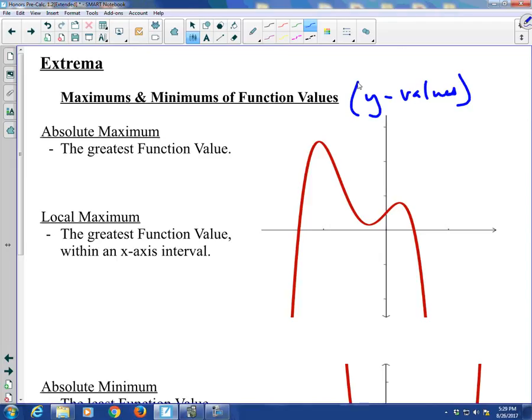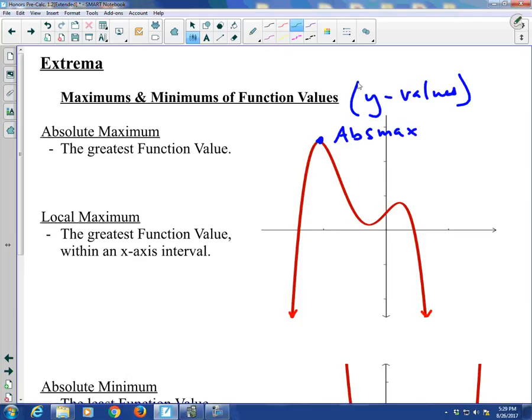When we talk about an absolute max, we're talking about the greatest y value or function value that a function attains. If we look at our graph to the right here and assume that our function is going down to negative infinity on both sides, we can say that we have an absolute max at this ordered pair right here, because that is where we are getting the highest. We have the highest function value on the graph of our function.